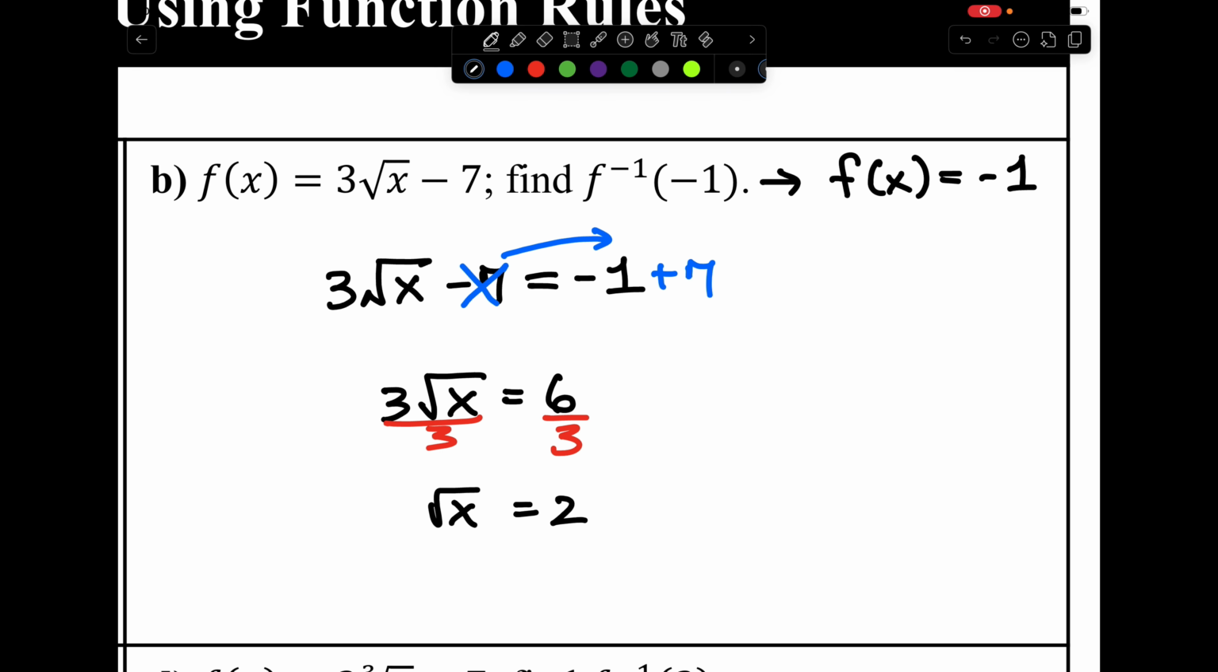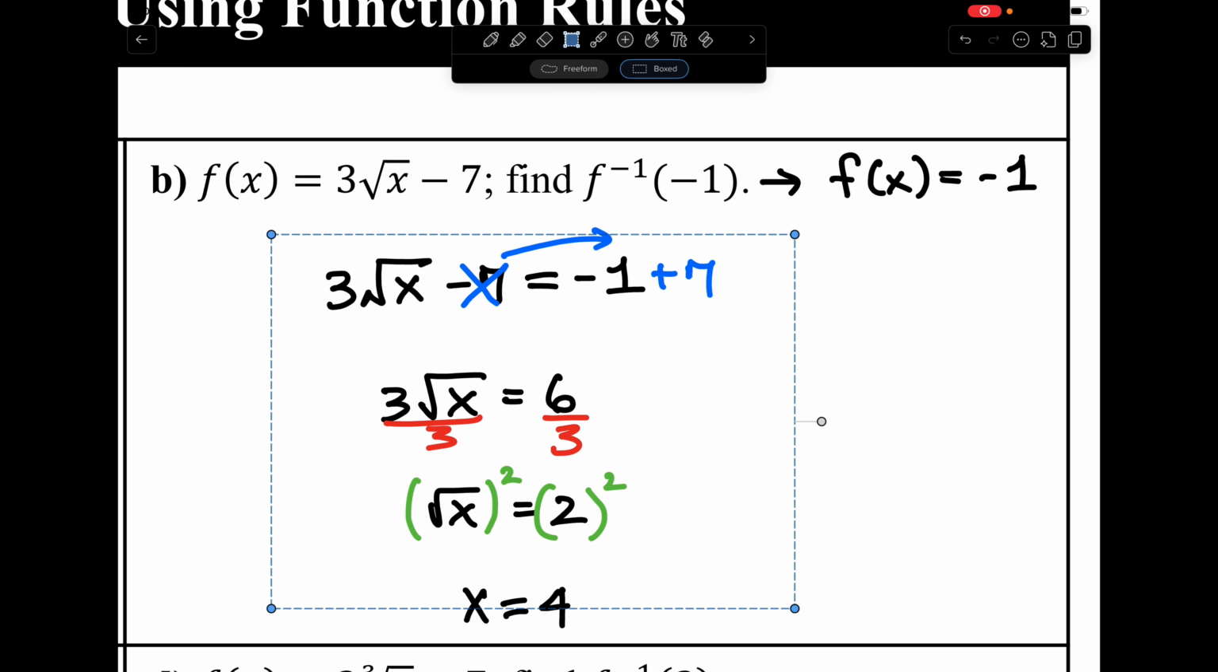Now, this is where we would stop, but because we have the square root, to get rid of the square root we use the inverse operation, squaring, which, like I mentioned, is the inverse operation to square roots. So we get that the solution here is x equals 4.